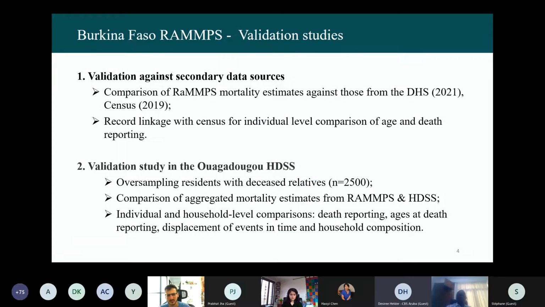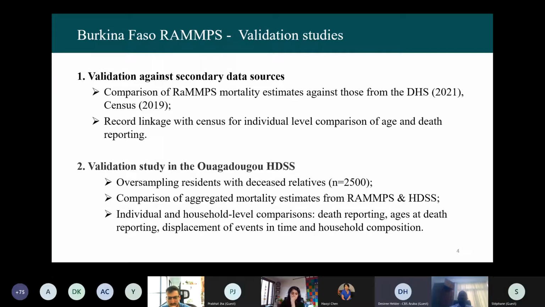Next slide. Okay. So here I will focus on the case of Burkina Faso, because what is going on in the different sites is not quite identical. So I will share some insight for the case of Burkina Faso. In order to validate the strategy we use here to estimate mortality with mobile phone surveys, we are going to conduct some validation studies. The first step will be to conduct the validation studies with secondary data sources.